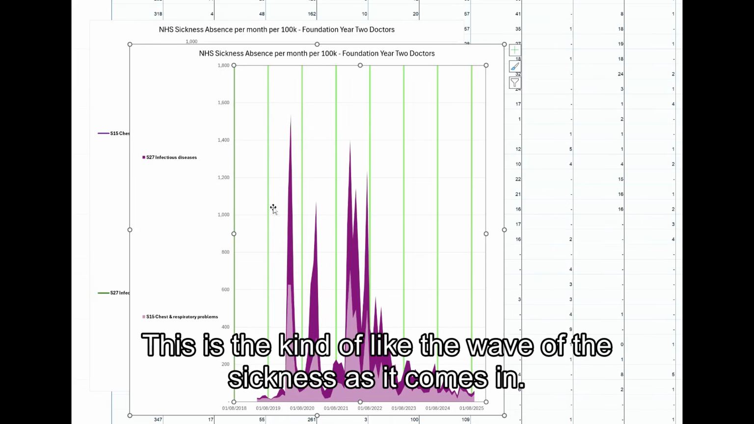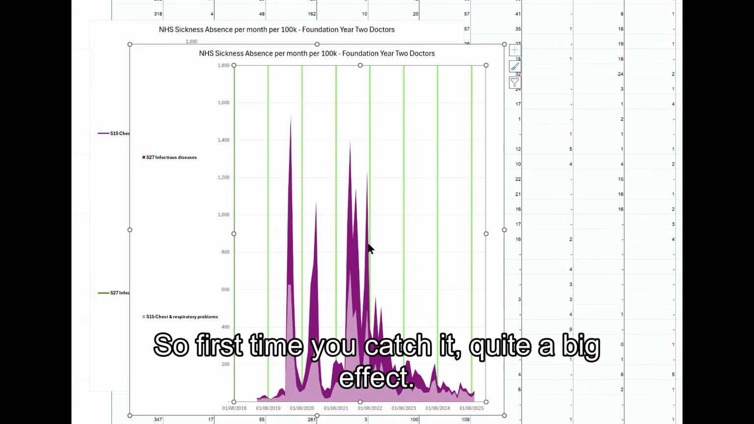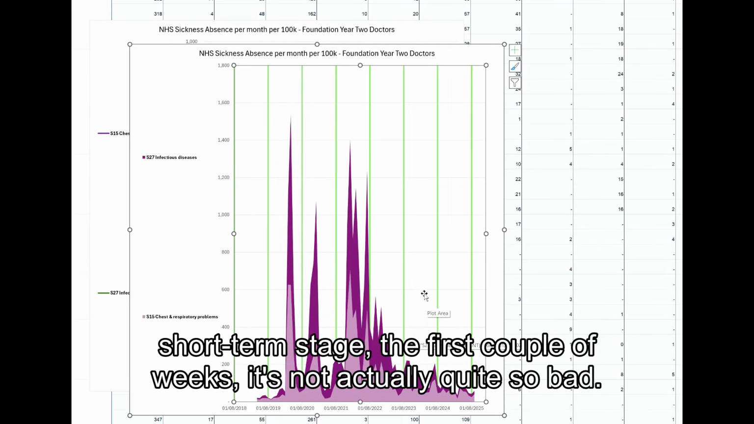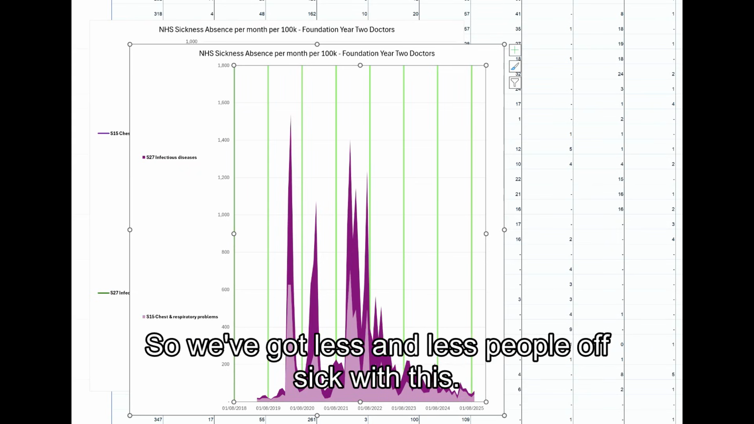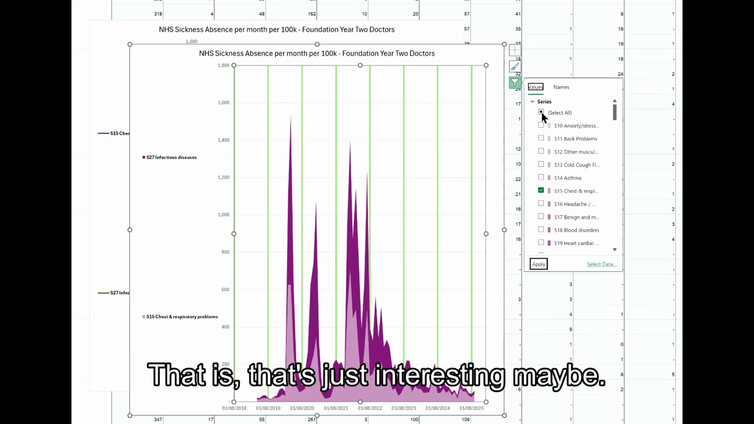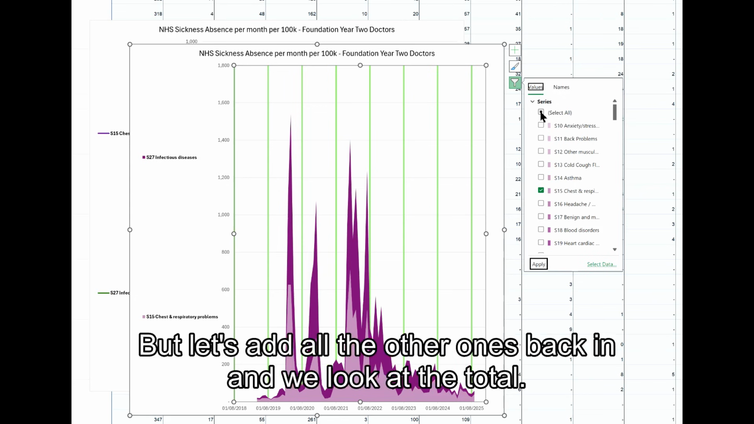This is the kind of wave of a sickness that comes in. So first time you catch it, quite a big effect. But actually, the more times you catch COVID, the acute infection, the short-term stage, the first couple of weeks, it's not actually quite so bad. So we've got less and less people off sick with this. But there are a load more things on this graph. That's just interesting, maybe. But let's add all the other ones back in.